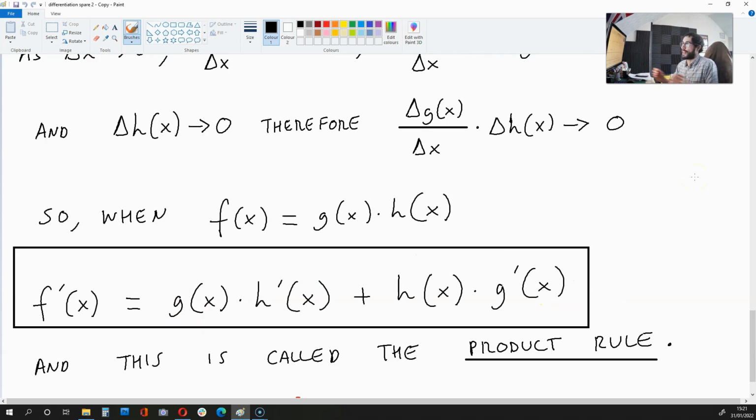So we know that when we have f(x), which is g(x) times h(x), the derivative is going to be g(x) times the derivative of h(x) plus h(x) times the derivative of g(x). Okay? And this over here is called the product rule.